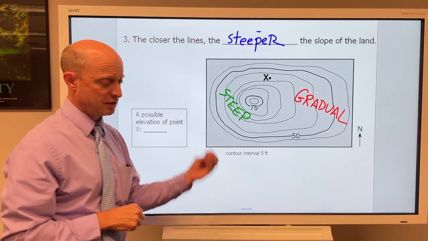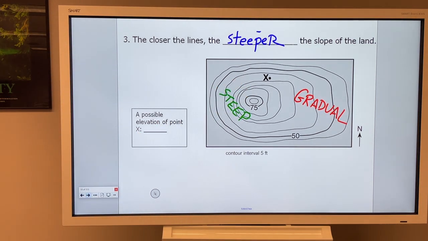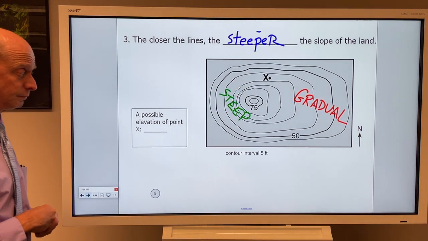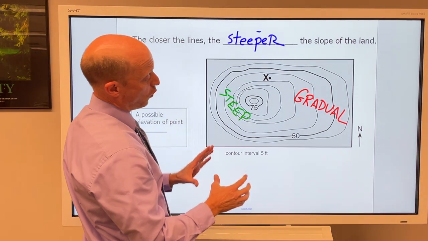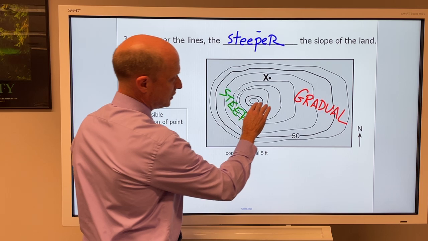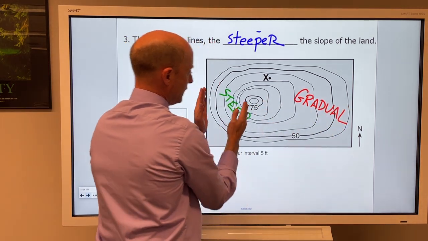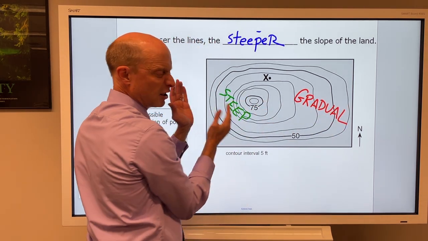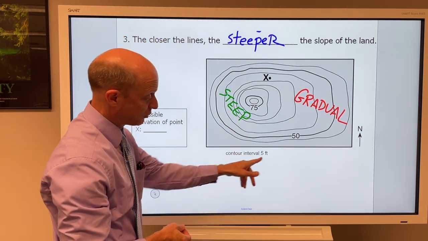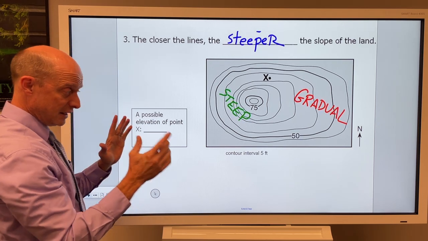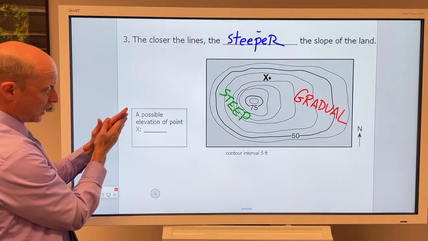So please pause this and write this stuff in. Right, so what you're seeing here, this is a mountain, this is a more gradual slope because they're further apart. This is the steeper slope of this little, maybe it's probably more of a hill, it's only 75 feet above sea level. See, the contour interval is 5 feet. So that's interesting here, and we need to know that because here's a question that we have on here.